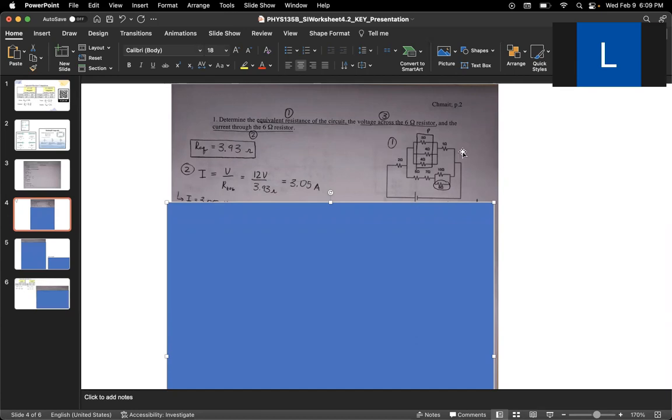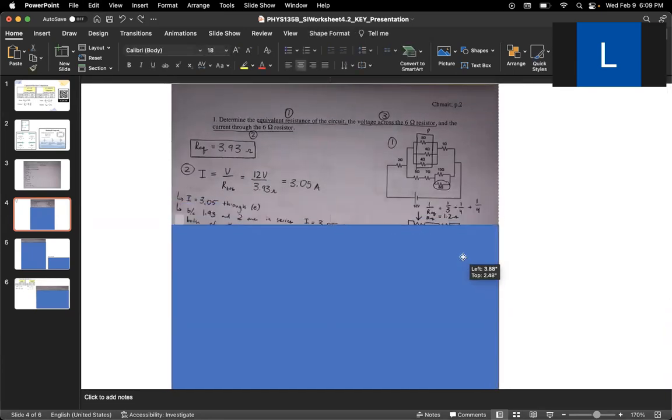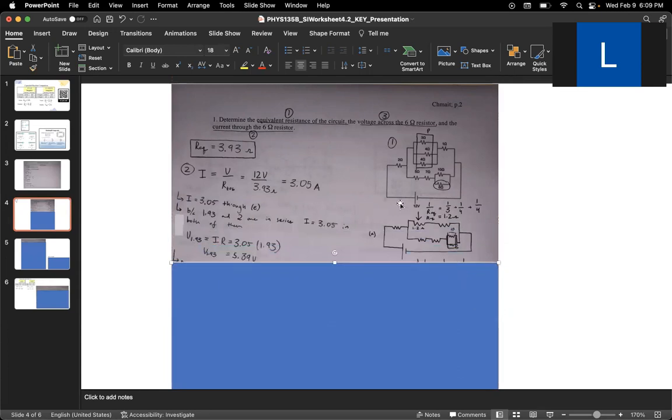We have this circuit. Right off the bat, your intuition should lead you to start by doing a parallel right here. So we need to just simplify that. How do we do that? We do that inverse addition. And now we have this circuit right here.